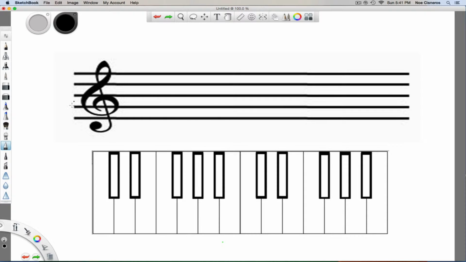So scales. What is a scale? A scale is a series of 8 notes that are in sequence. I'm going to keep it nice and simple this time. They start on one note, in this case C, and go up to the next C. That is the basic idea of a scale.